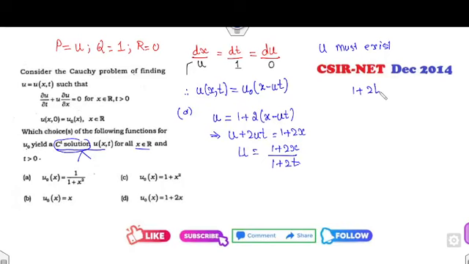So clearly this is non-zero because t is greater than 0. So yes, that means the solution exists. Therefore D is my correct option.